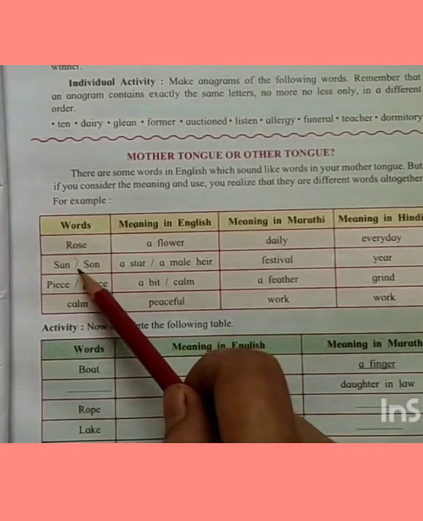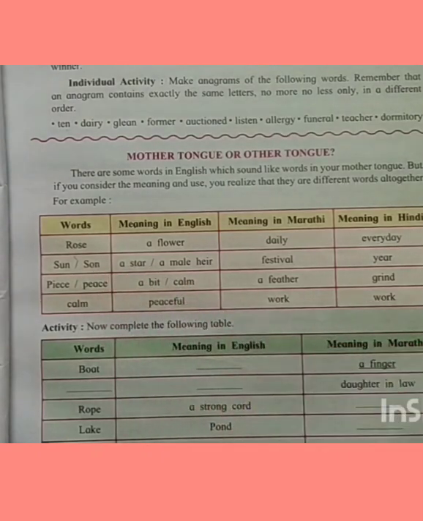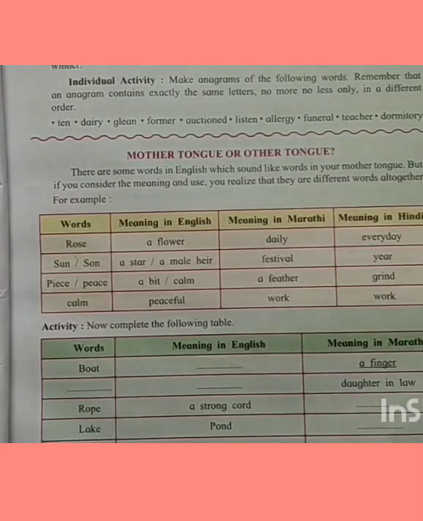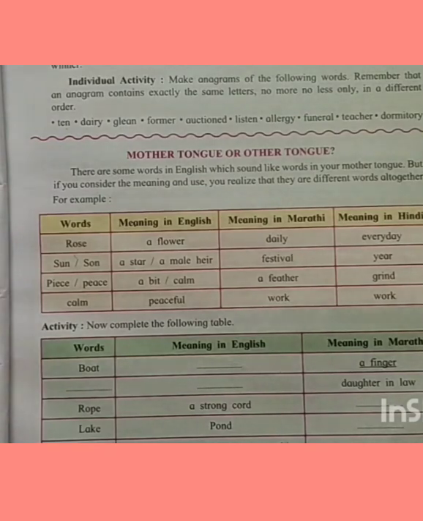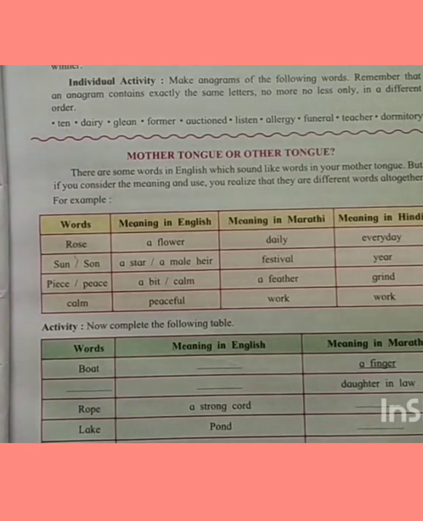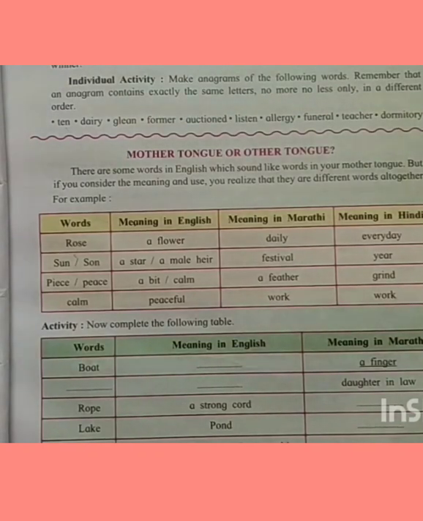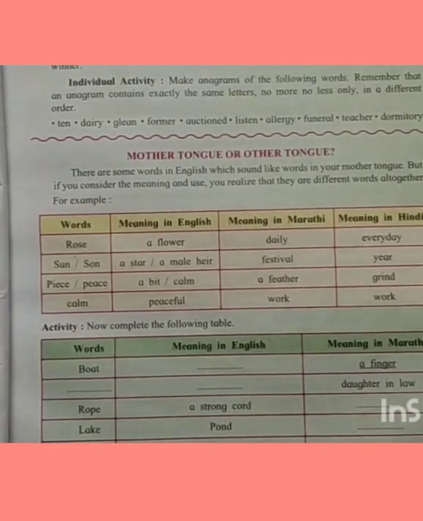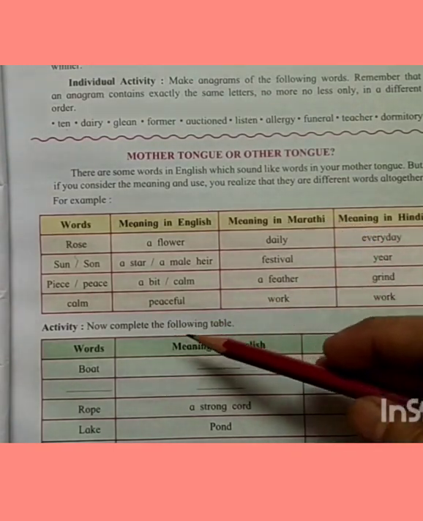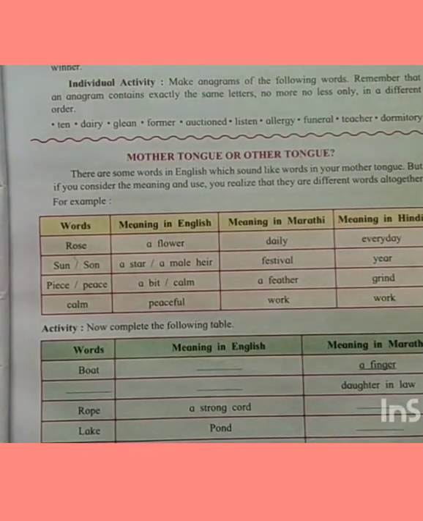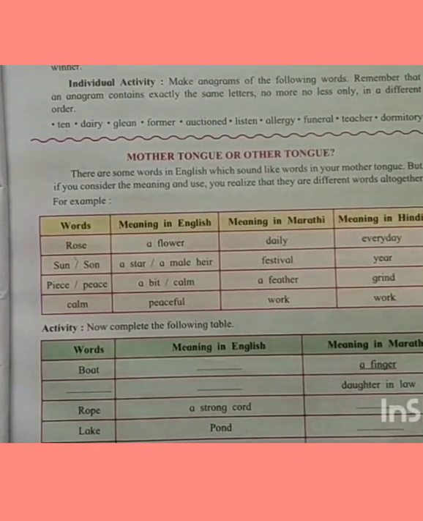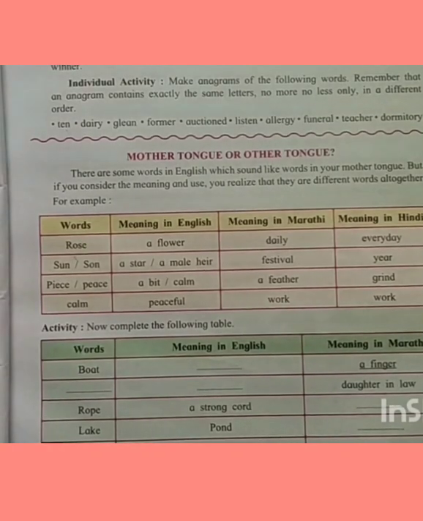Same way sun, S-U-N sun or S-O-N son, the pronunciation is the same. So in English it is either the sun which gives us heat and light, or it is the son that is our child, our male child. Male child means the one to whom we have given birth, a boy, ladka. But in Marathi, when you say that word sun, we say it as san. The meaning of san is festival.